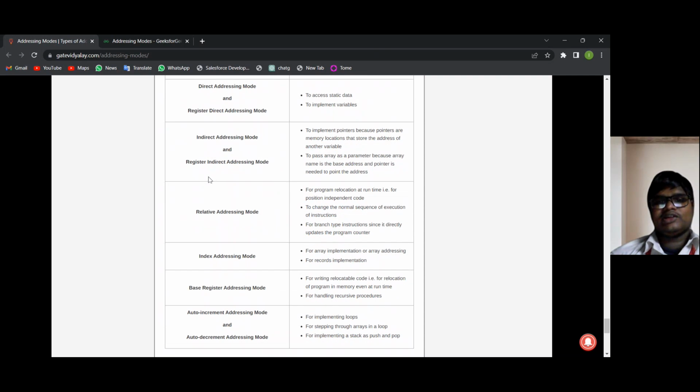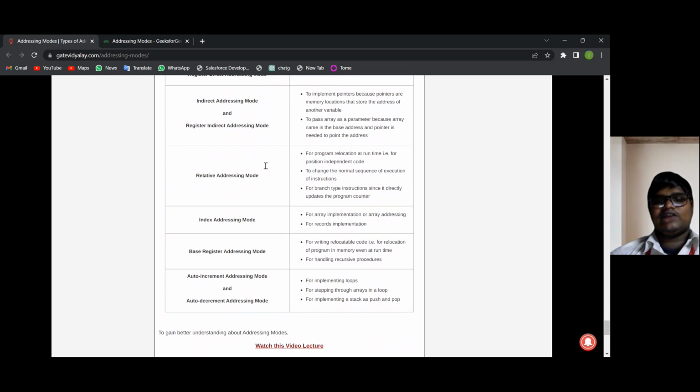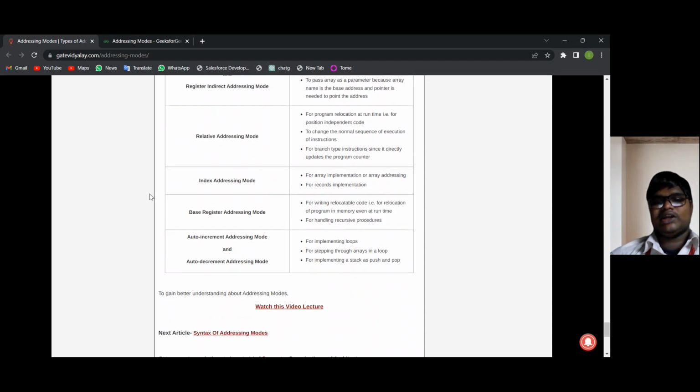Relative addressing mode is applied for program relocation at runtime, for position independent code, and for changing the normal sequence of execution of instructions, for branch type instructions, since it directly updates the program counter. Index addressing mode is applied for array implementation and for record implementation. Base register addressing mode is applied for writing relocatable code, for relocation of a program in memory even at runtime, and for handling recursive procedures. Auto increment addressing mode and also auto decrement addressing mode are used for implementing loops, for stepping through arrays in a loop, and for implementing a stack with push and pop.